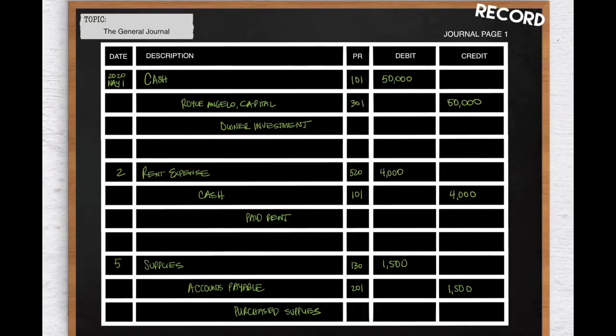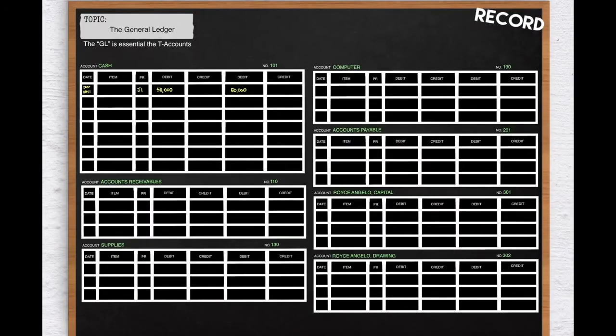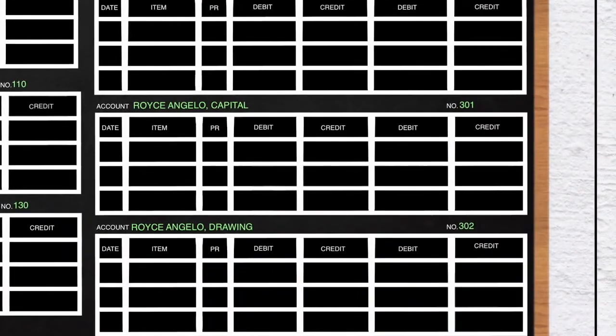Now let's record the next line of our journal. The next line in our journal is a credit to Royce Angelo Capital of $50,000. So basically you're going line by line. Every debit and credit you have on the journal, you got to post to the general ledger. Let's find Royce Angelo Capital. It's right there. Account number 301.